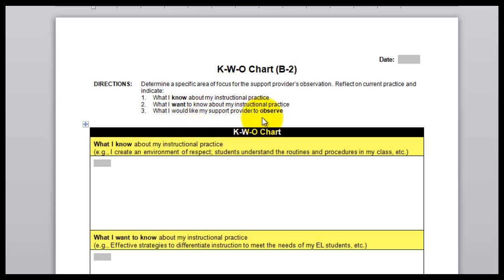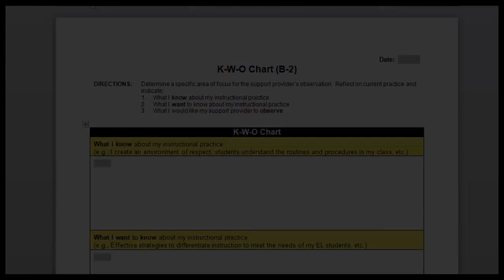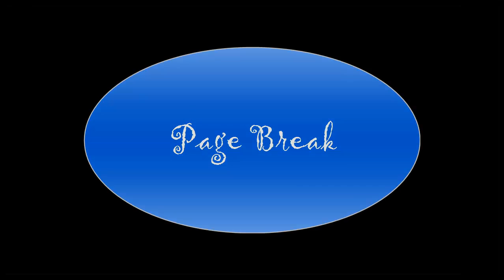I highly recommend that during this first observation reflection conversation, you open up B2 from Module B, Part 2. B2 asks the participating teacher to identify what they already know about their teaching practice, want to learn, and what they want observed in Part 2. While the first observation is fresh in your mind, this is the perfect time to have this conversation. And step 5 is to schedule your next observation. I also recommend that this would be a perfect time to schedule the next classroom observation for Module B Part 2 while you're doing your observation reflection conversation from the first observation. This is another page break.